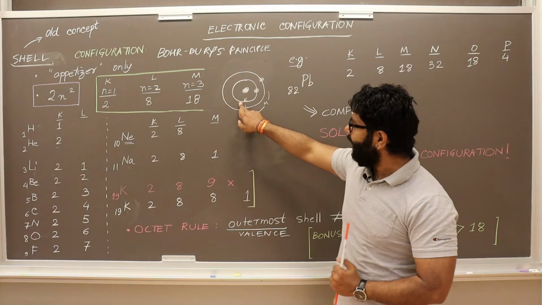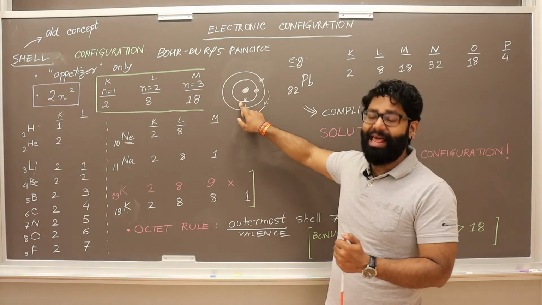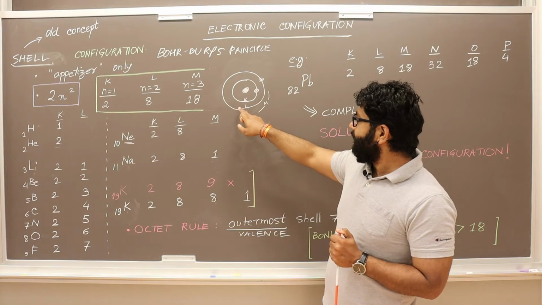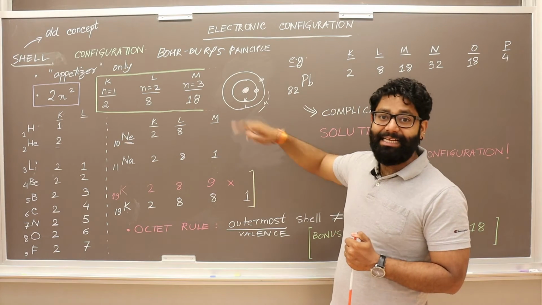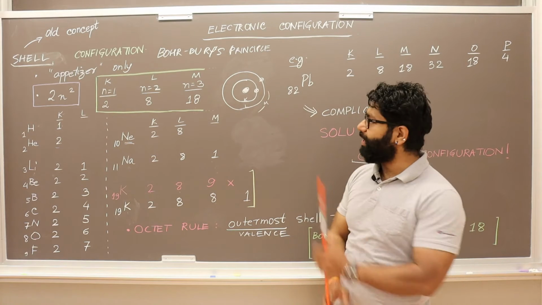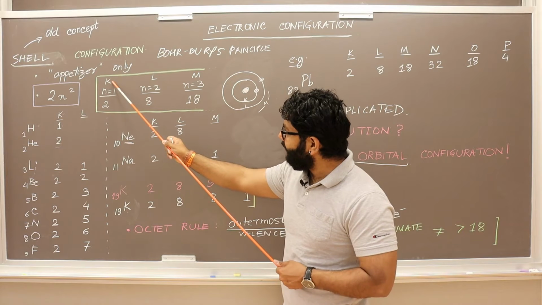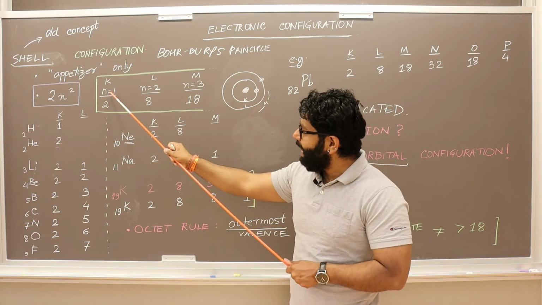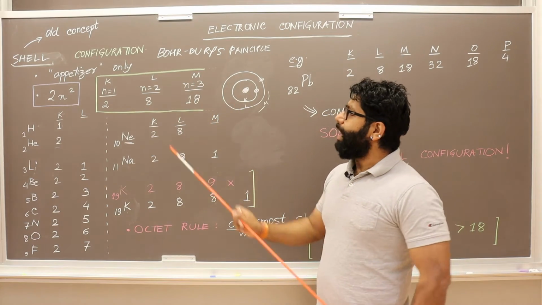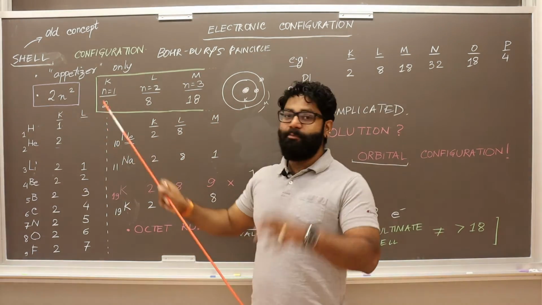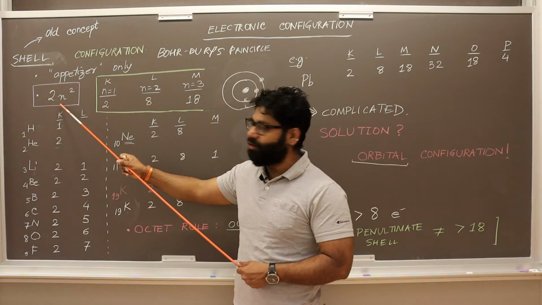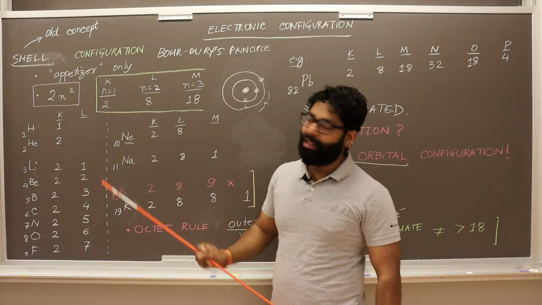For example, K is the first shell, and therefore the n for the K shell is 1, the n for the L shell is 2, the n for the M shell is 3. Okay, so that's what we have written here, K, L, and M. The n for K is 1, 2, and 3, right? Now, how do we calculate the maximum number of electrons in the K shell? We use the formula 2n squared, okay?